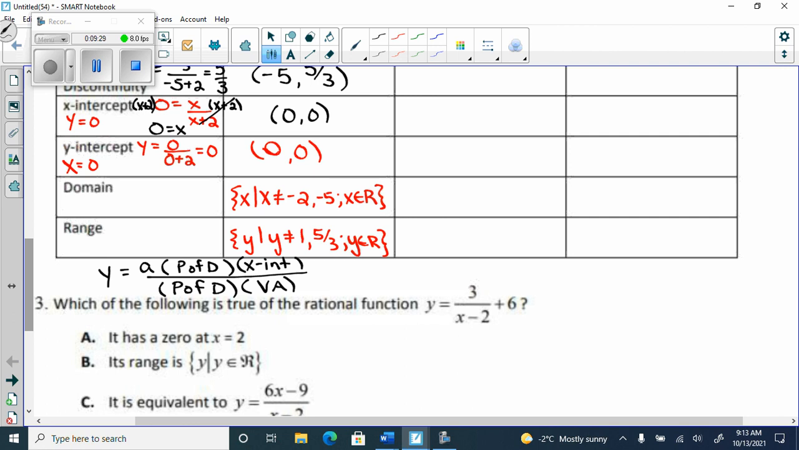Always, always: point of discontinuity, x-intercept, vertical asymptote, solve for a. And remember, we couldn't use the x-intercept to solve for a. We had to use any other coordinate on the graph.